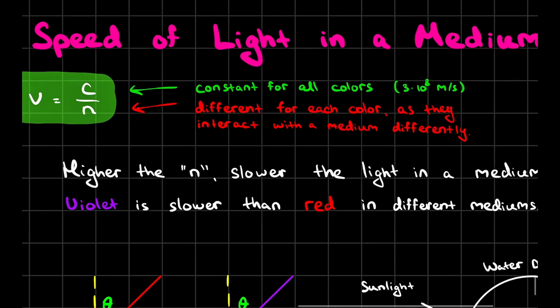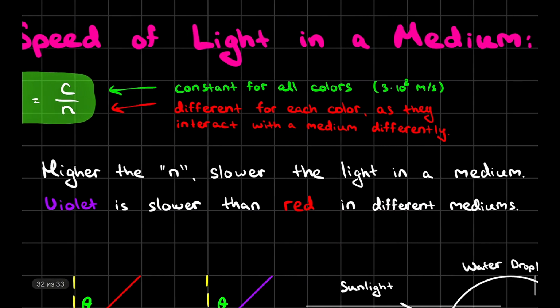The higher the n, the slower the light in a medium. So if light bends strongly in some sort of a medium, then it will be slower than other light, yeah? So violet is slower than red in different mediums. We can see it because its index of refraction is always higher than red's. That's why its velocity will be lower, okay?